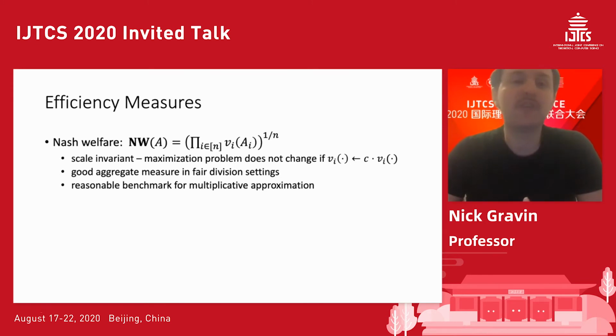Another nice thing about Nash welfare is that it's nicely aligned with multiplicative approximation results that we all like to do in the approximation algorithm community. So if a few agents lose some factor in their allocations, then we can nicely compare the factor we lose with respect to the optimal Nash welfare. So it's a pretty good measure in our setting.